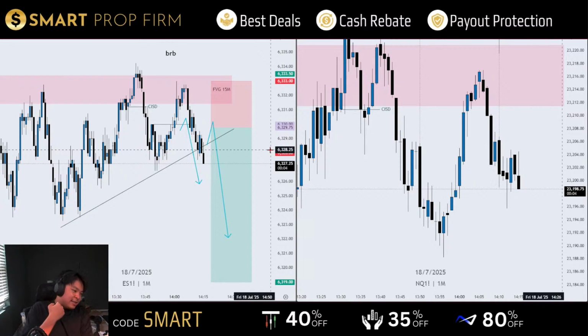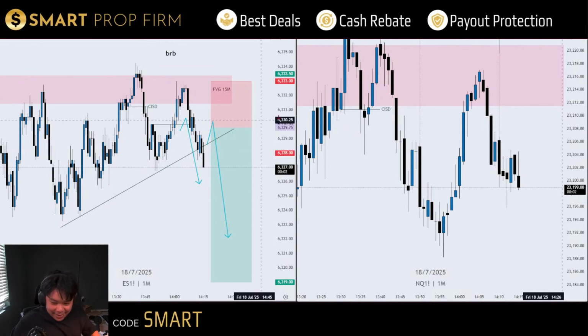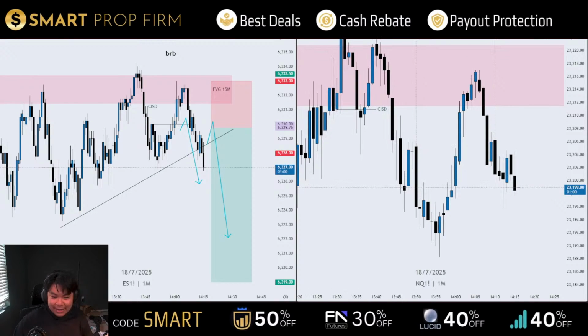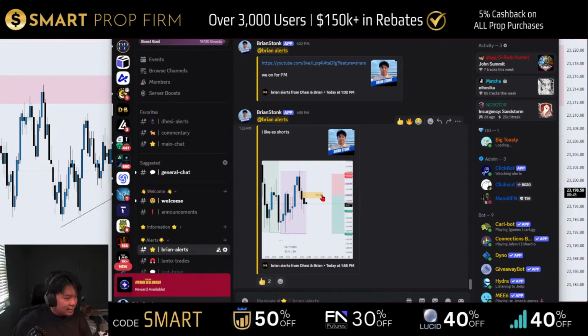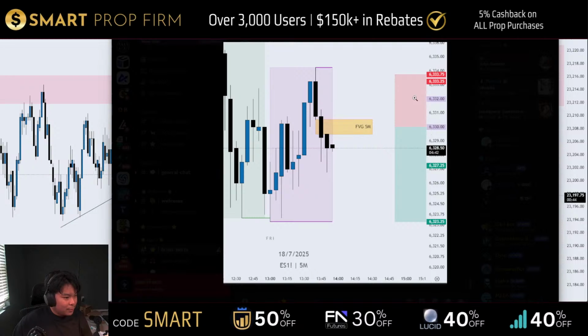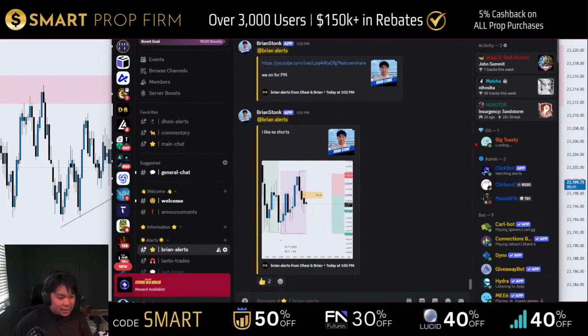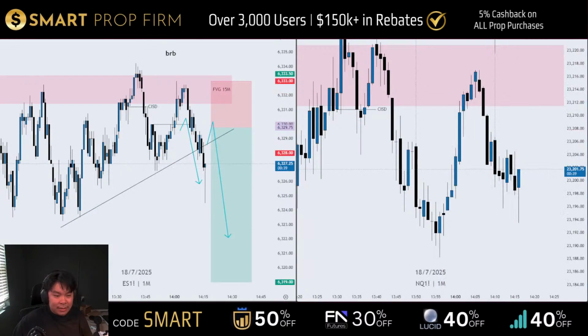Another good thing is for those who are on Discord, I posted this trade on Discord and I didn't say we're gonna close the trade or anything. They probably took it with a stop and they're about to cook here, because this is what I said. I said I like ES shorts. Boom, stop, TP. They're probably gonna be cooking.